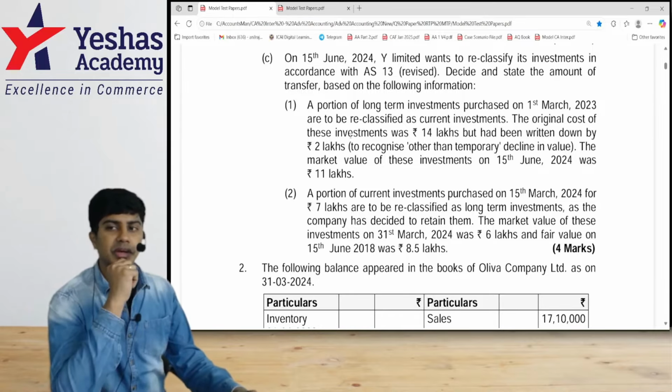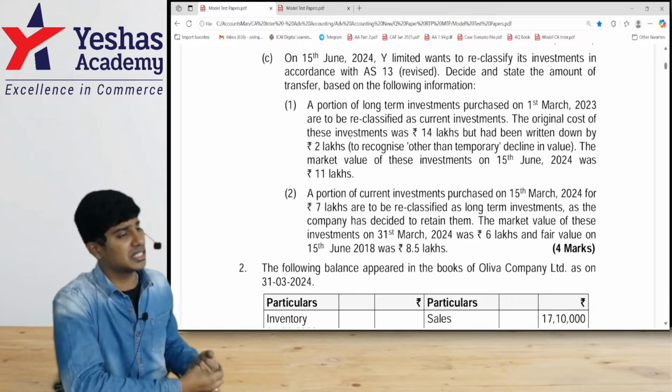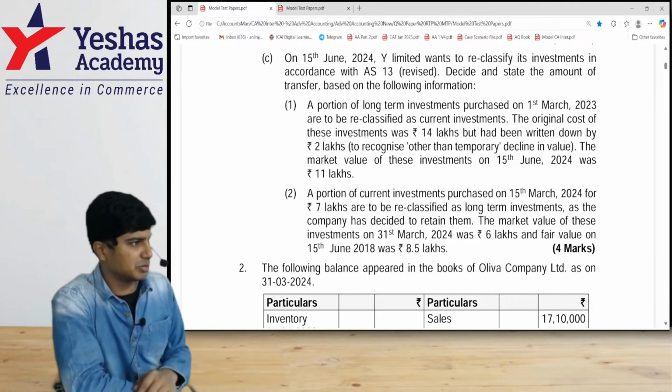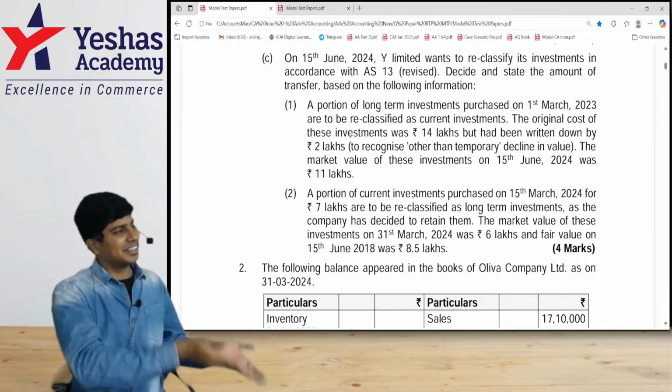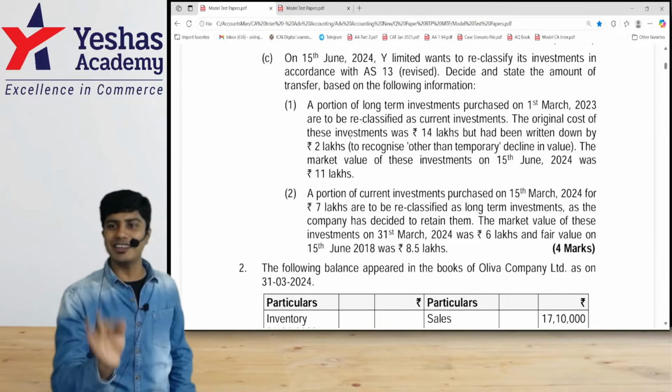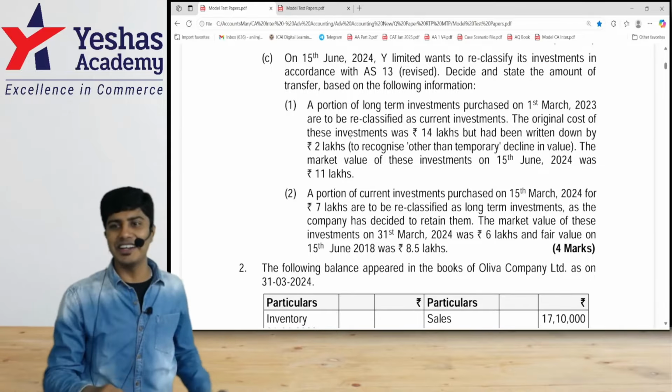Now, when do we call an investment a current investment? As per accounting standard 13, an investment is considered to be current investment when, point number one, readily realizable; point number two, intended to be sold within 12 months, or within a year. If it is readily realizable and intended to be held for less than a year, then it is current investment. What is non-current investment? Whatever is not current is non-current. Investment other than current investments is to be considered as non-current investments.